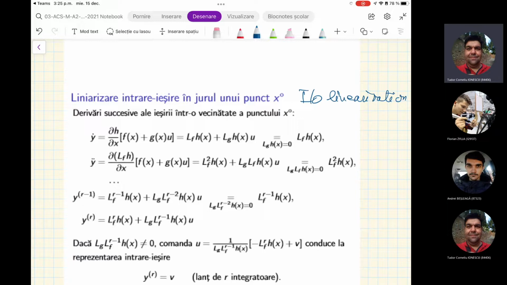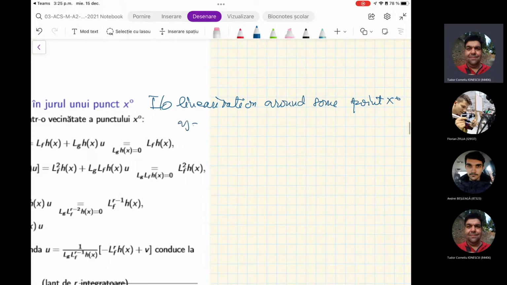So you just differentiate the output. You take deeper and deeper derivatives: y dot, y second, and you do this up to an index r. This is going to be called the relative degree at some point. That's why it's called r, this index. You take the first derivative. y is h(x), then y dot is h(x) dot, and this is dh/dx times x dot.